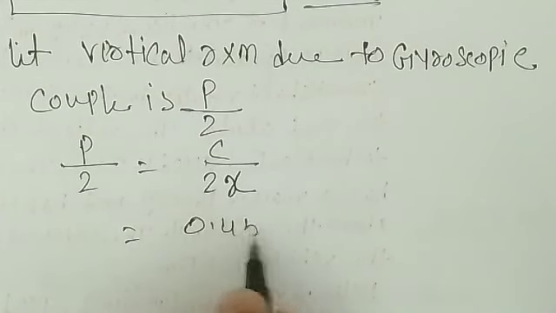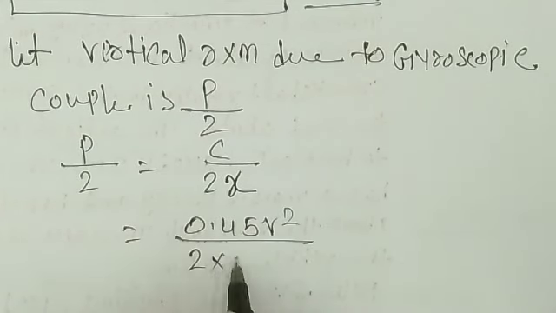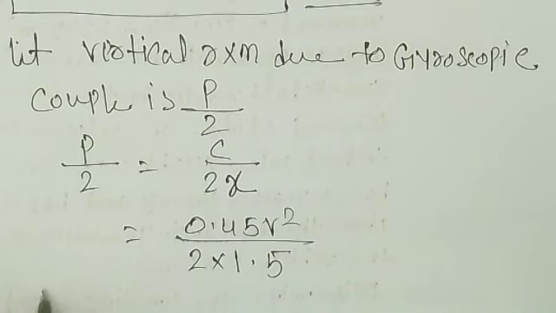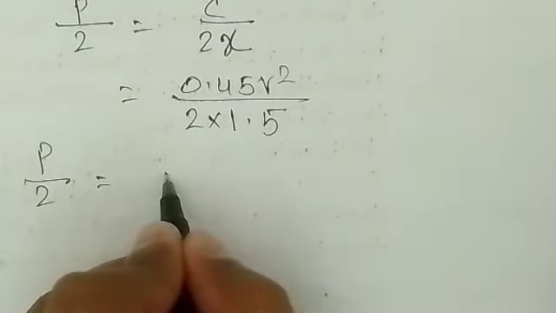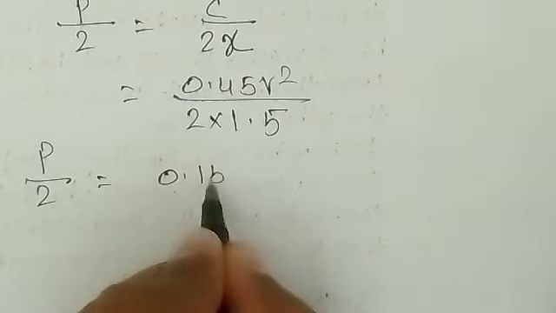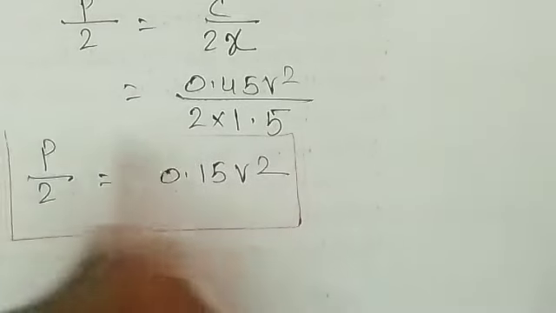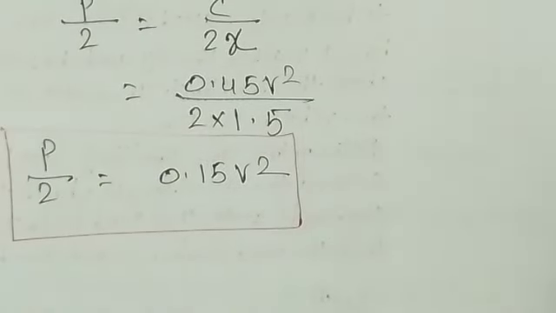C is 0.45 V square by 2. Width is given 1.5. So here you have P by 2 is equal to 0.15 V square. So the road reaction due to outer wheel, due to the gyroscopic couple, we got.